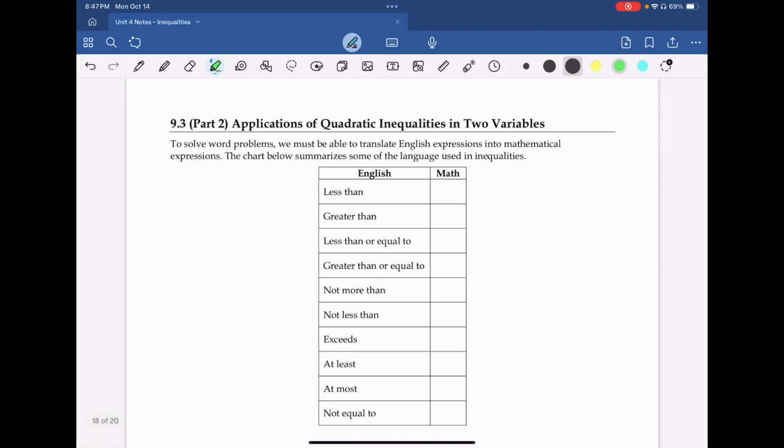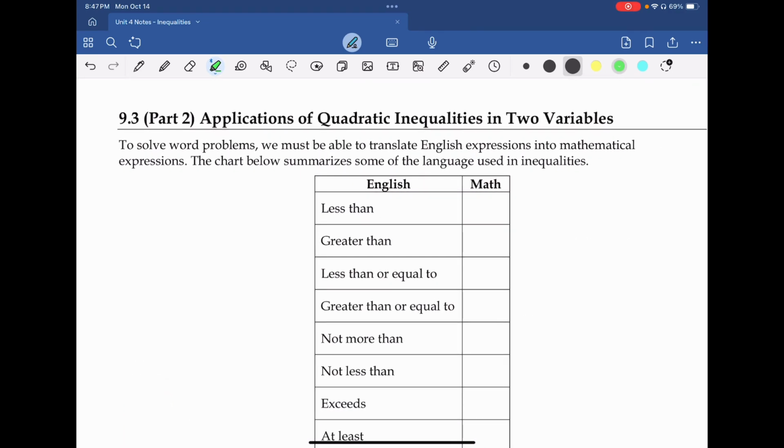Okay, now let's carry forward into part 2, which is the applications of quadratic inequalities in two variables. Very, very similar, just going to follow a slightly different format, and then we're going to go into some strict applications of this. Okay, first and foremost, to solve word problems, we must summarize the translations from English into the mathematical expressions because that's really important.